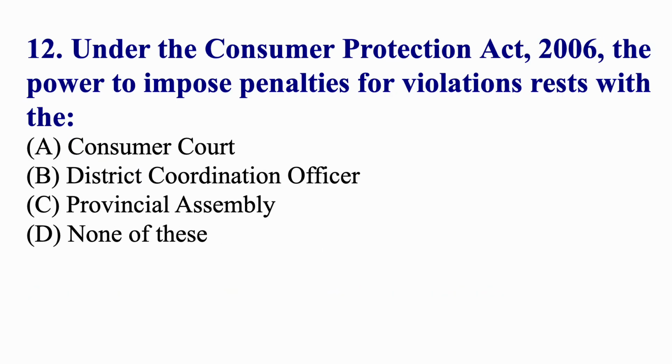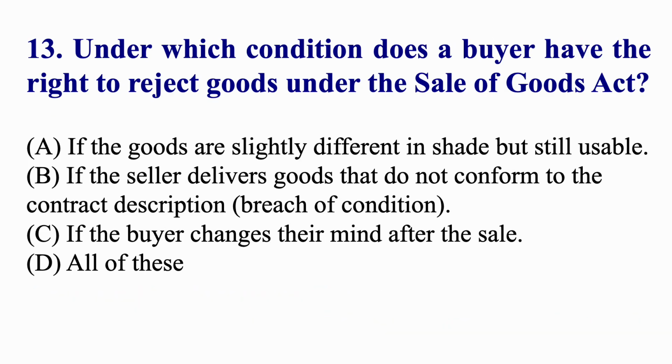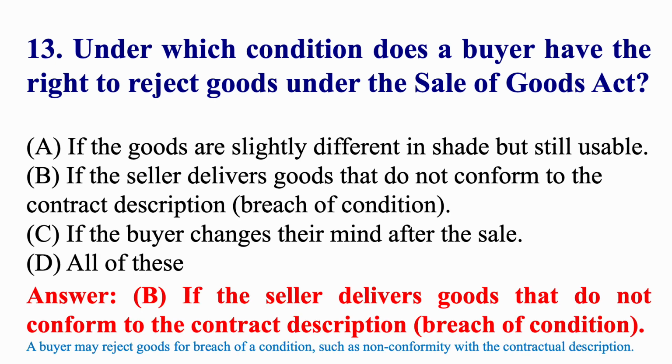Under the Consumer Protection Act 2006, the power to impose penalties for violations rests with the Consumer Court. Under which condition does a buyer have the right to reject goods under the Sale of Goods Act? If the seller delivers goods that do not conform to the contract description, breach of condition.